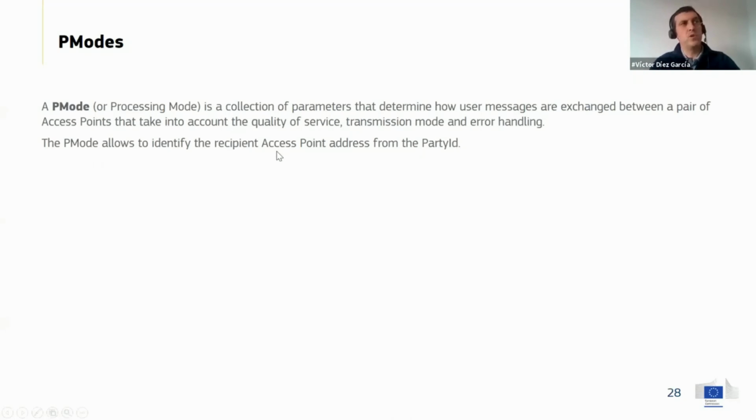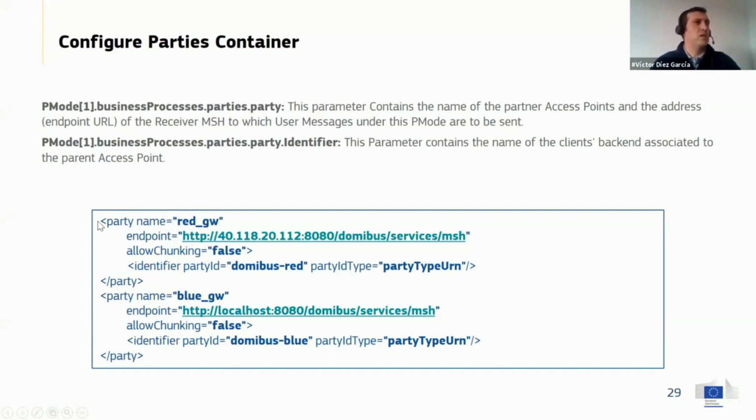The pmode also allows us to identify all the access points and addresses of the recipient party IDs, because in this case we are using static discovery. This is how the party configuration looks. In this case we have a party name RedGW with one endpoint. So the messages that we send to this party will be pushed to this URL. This has to be a publicly accessible URL, or at least in the same network as the access point. So there has to be network connectivity between them. And the message is pushed via the HTTP POST protocol to this URL. And this would be the one for BlueGW. These party names also have different identifiers, which we will use to submit or receive the messages.